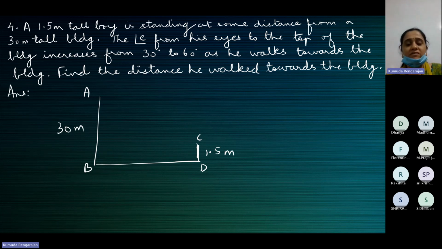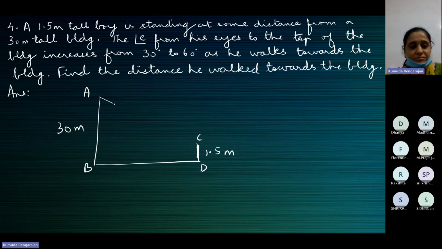The elevation from his eyes to the top of the building increases because he's not standing. He's walking towards the building. And as he's walking, he's looking at the top of the building. The elevation increases because when you go closer, you'll have to look higher and higher up. When you go closer to the building and you have to look at the top of the building, you'll have to raise your head still higher. So the elevation will increase.